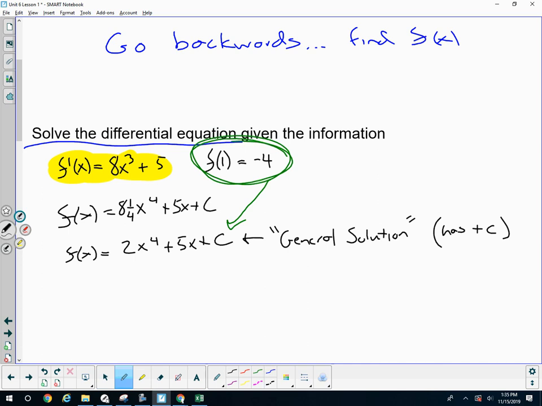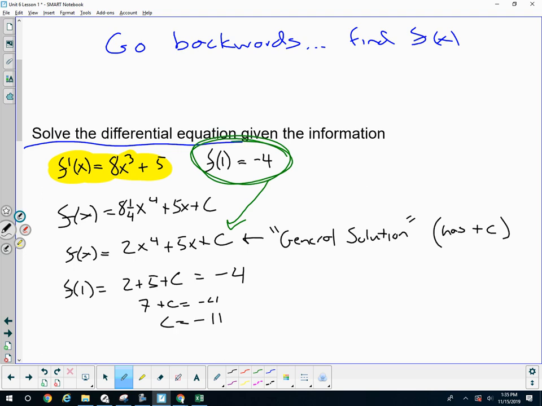All I have to do is plug in 1, 2 plus 5 plus c. This should equal negative 4. I get 7 plus c equals negative 4. C must equal negative 11.